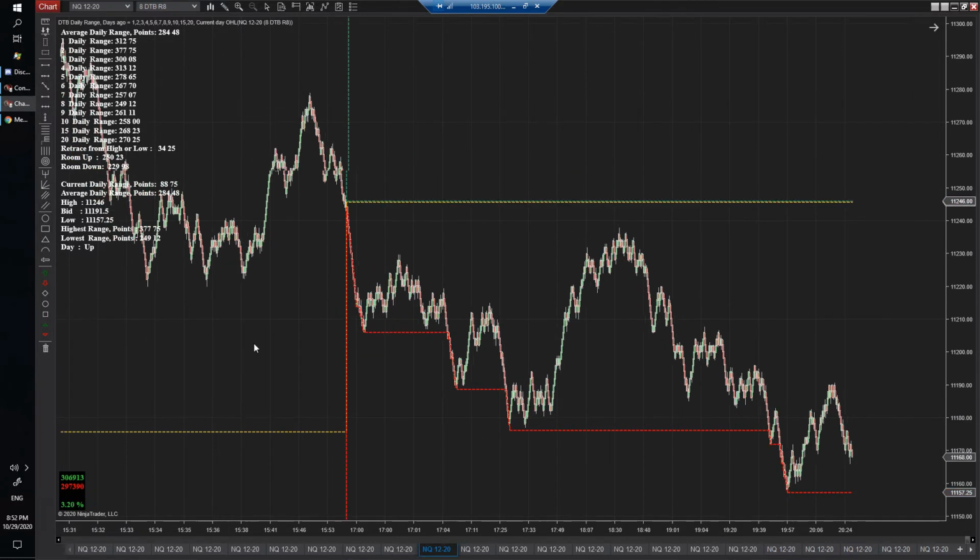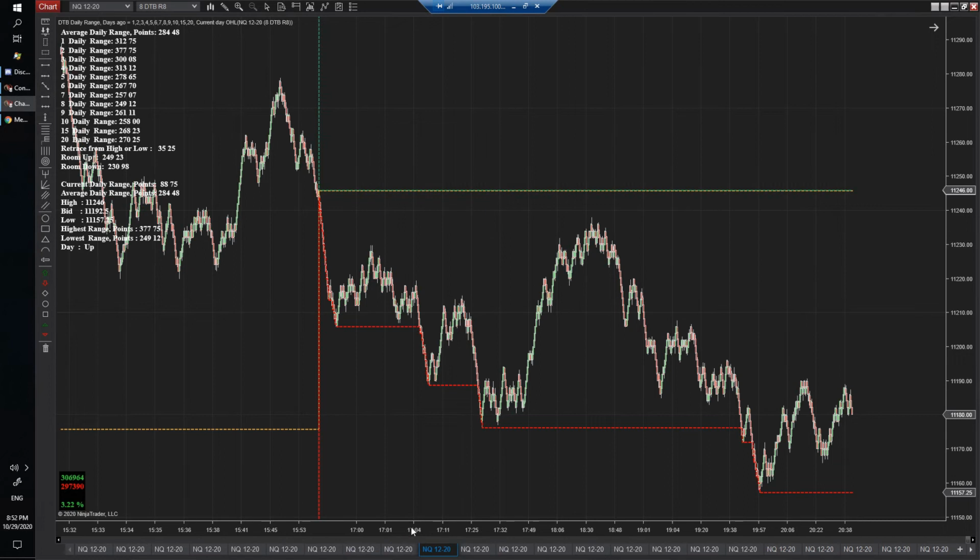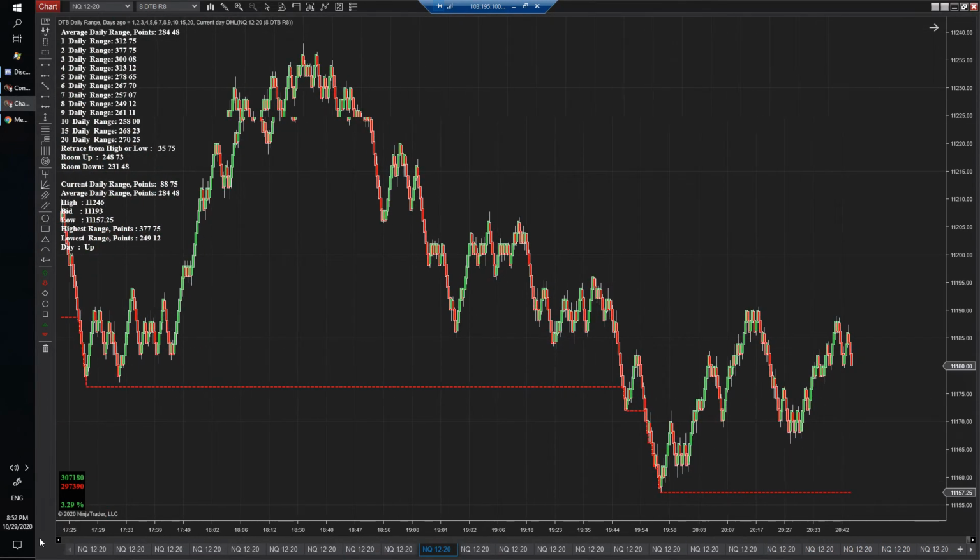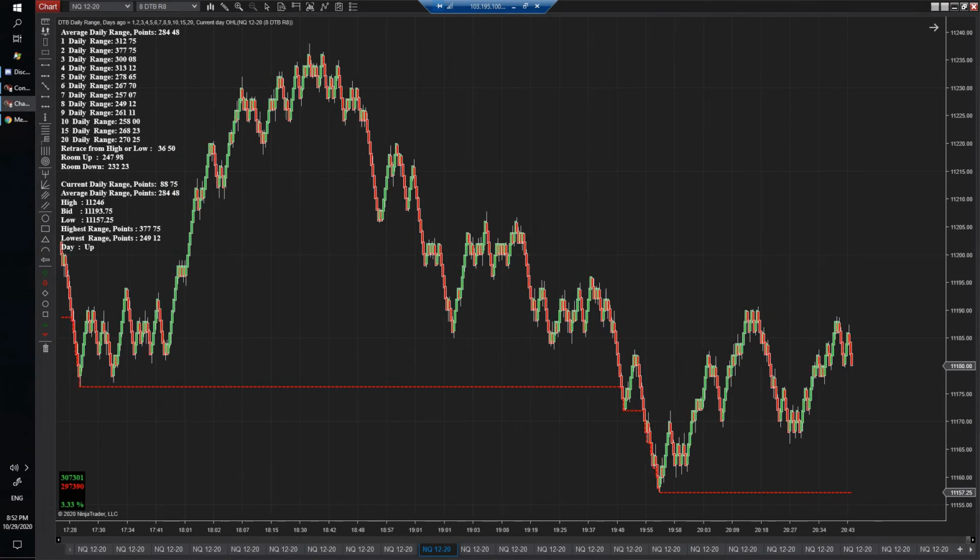And what it's going to do, if I can get an empty section of the chart just to show it clearer, there we go. It's going to tell you the retracement. So at the moment the price has retraced 35 points from the high or the low, whichever is the closest. So in this case, from the low of the day, it's retraced 36 points. It's telling you that for the rest of the trading day, it's got to move 300 or 246 points up or 234 points down to fulfill the average daily range.